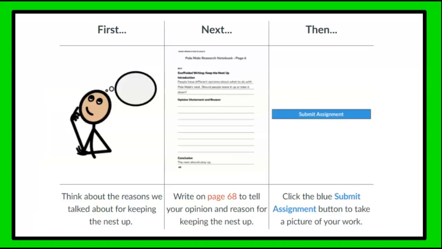Then, you're going to submit your work on Canvas. So first, think about the reasons we talked about for keeping the nest up. Next, write on page 68 to tell your opinion and reason for keeping the nest up. Then, click the blue Submit Assignment button to take a picture of your work.